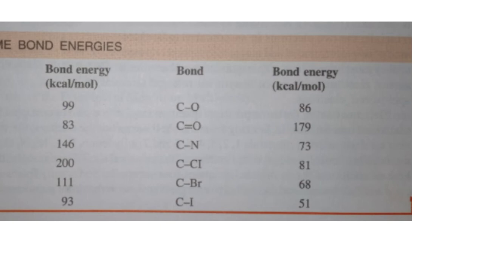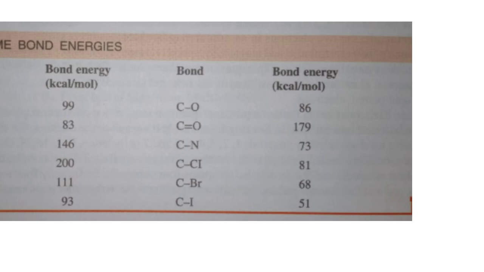And for the bond between carbon and nitrogen, the bond energy is 73 kilocalorie per mole. So 73 kilocalorie per mole of energy is required to break the carbon-nitrogen bond. In the case of the carbon-chlorine bond, the bond energy is 81 kilocalorie per mole. In the case of the carbon-bromine bond, the bond energy is 68 kilocalorie per mole. And in the case of the carbon-iodine bond, the bond energy is 51 kilocalorie per mole.